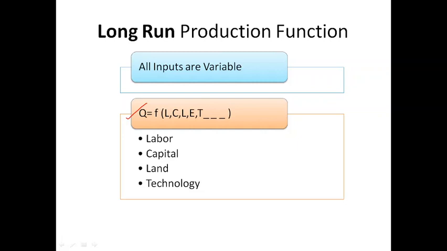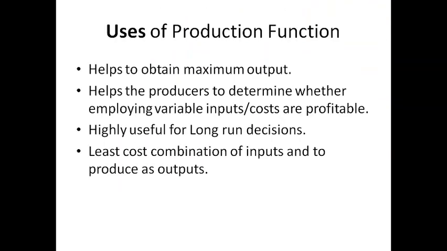Now the uses of production function are: production function helps to obtain maximum output. It helps the producers to determine whether employing variable inputs or cost is profitable. Production function is highly useful for long run decisions. It helps find the least cost combination of inputs to produce the desired output. So this is the simple introduction of production function.